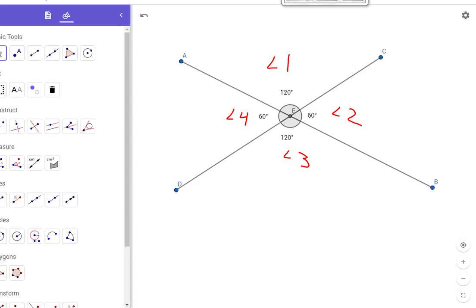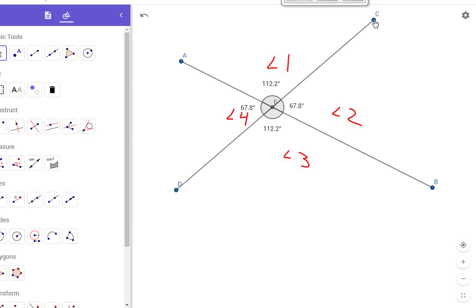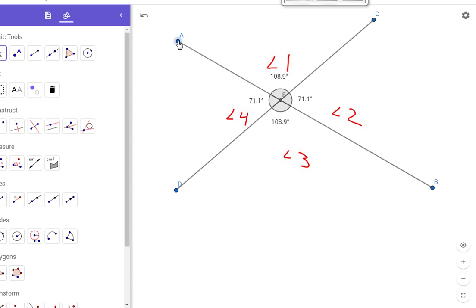So let's see what happens as I change the degrees of these angles. Instead of 60, 60, 120, 120, let's see what happens. As I move my vertex C, or I move my vertex A, for example, notice how the angles change, certainly, but notice what happens to the vertical angles. They're still 108.8, 108.8 for angle 1 and angle 3. Angle 2 and angle 4 are both 71.2.